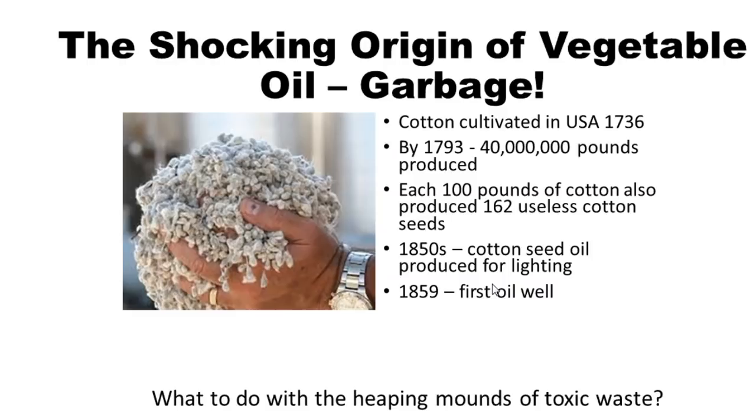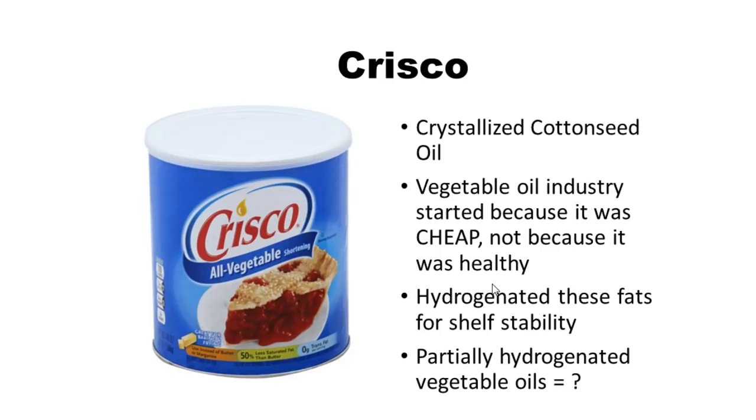So anyway, what are we going to do with these heaping mounds of toxic waste, all this cottonseed that's just rotting away? Well, why don't we feed it to people? That was a good idea. So that's what Crisco was. It's crystallized cottonseed oil. There's actually no evidence that giving cotton seeds to people is any good for you, because you don't eat your t-shirt, right? So why would you give this to people?